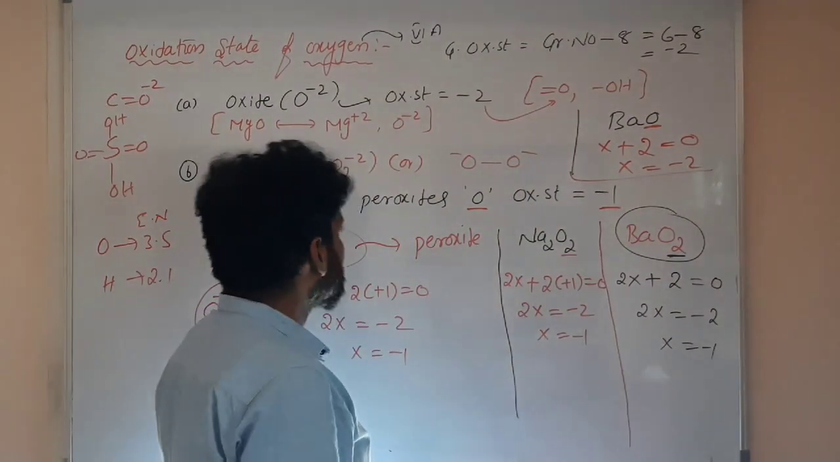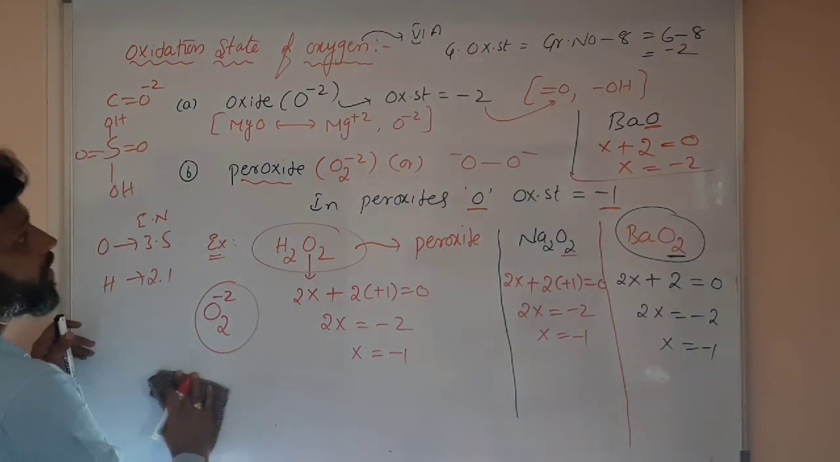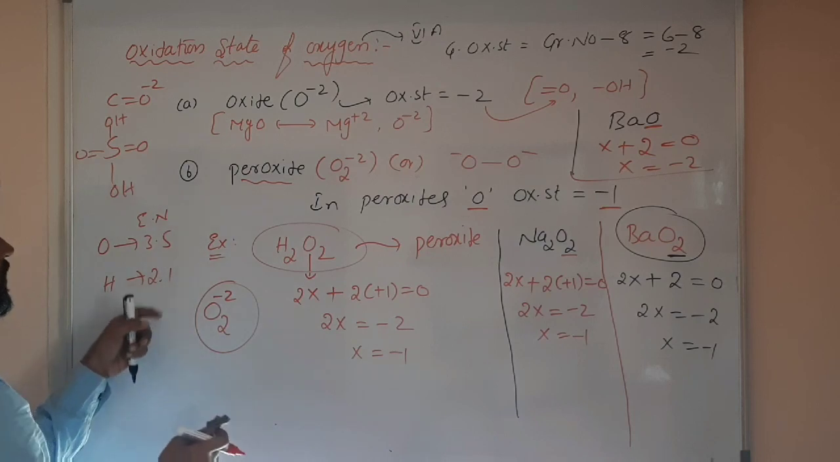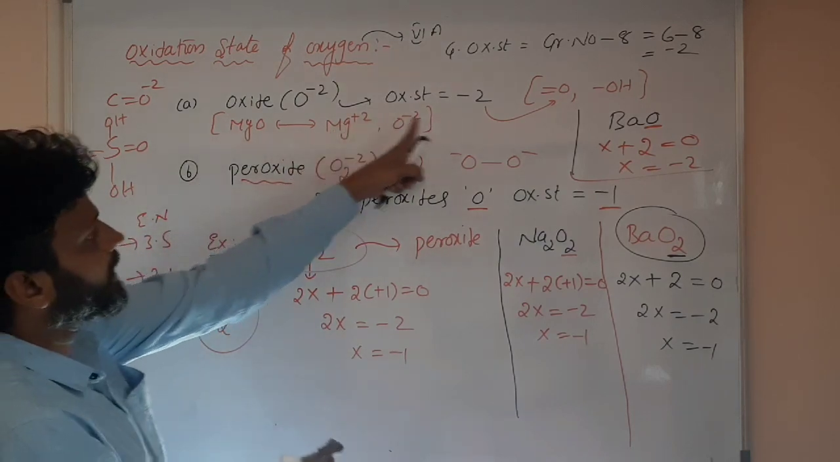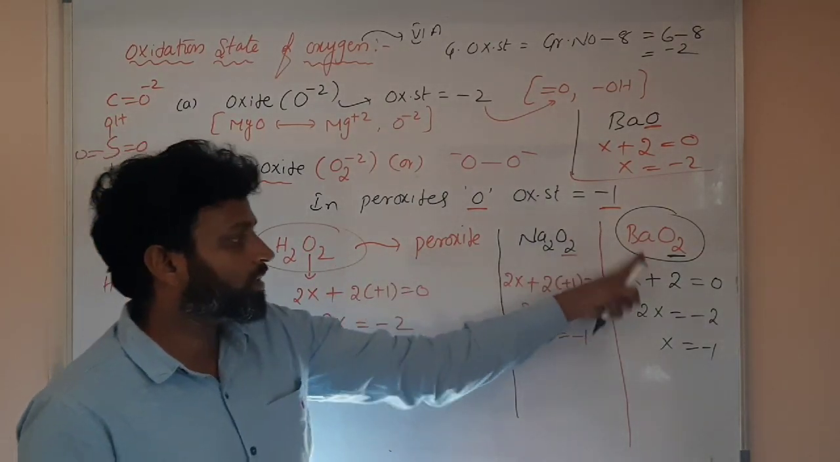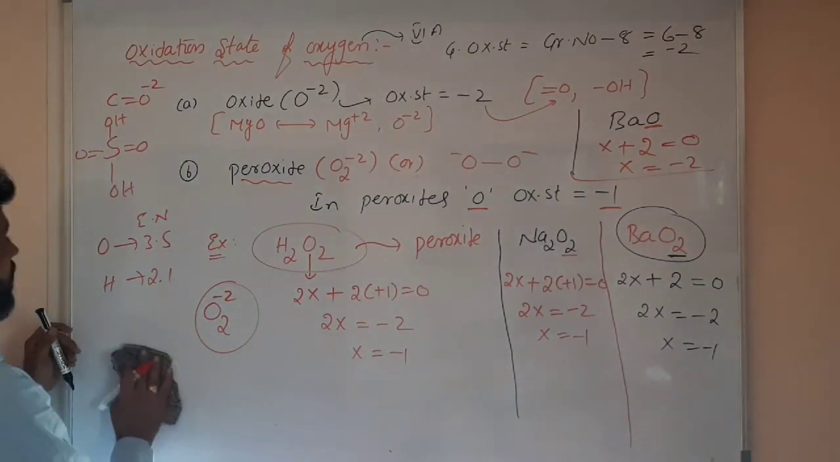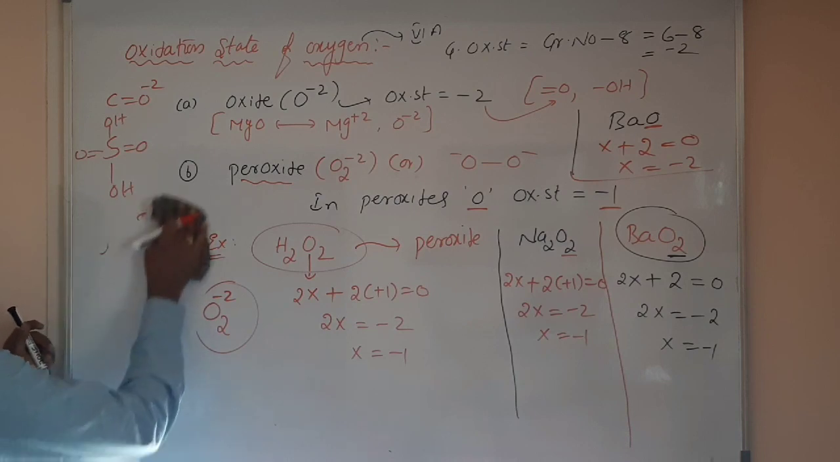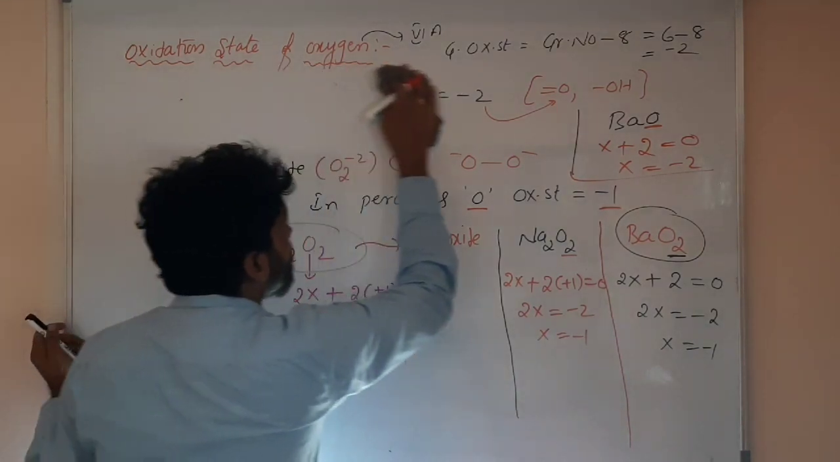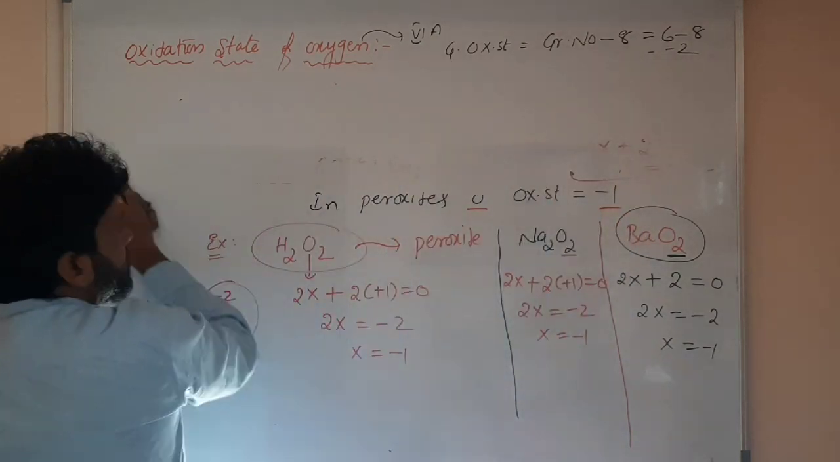Correct, sir? So in this way we can have oxide and this is peroxide. Have a look and take a screenshot. And this is an example for oxide, and these are the examples for peroxides. And now I will give you information about superoxides right now.